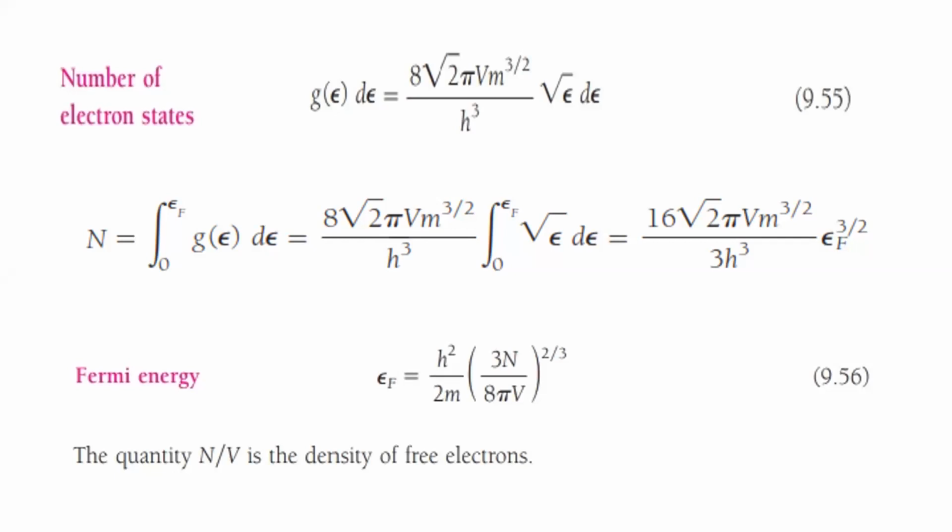Again, what does the Fermi energy depend upon? Forget h squared by 2m, 3, then 8 pi. What does it depend upon? It depends directly upon N by V to the power of 2/3. That's how you have to read equations in any field of physics. So continue, make everything else a constant, and then remember that the Fermi energy depends entirely upon N by V, the density of free electrons.